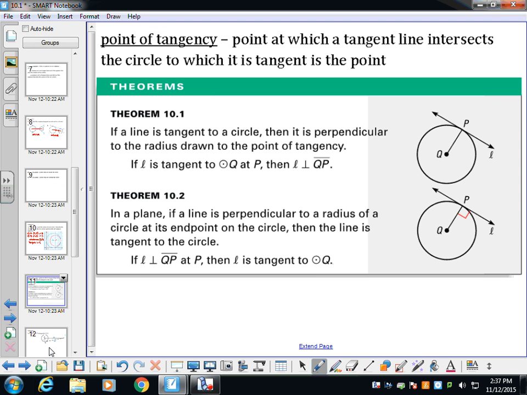Points of tangency are very important. It's the point at which the tangent line intersects the circle to which it is tangent. Theorem 10.1 says if a line is tangent to a circle, then it is perpendicular to the radius drawn to that point of tangency. So if Q is my center of my circle and P is my point of tangency, then the radius and that line form a 90-degree angle. Converse of that, in a plane, if a line is perpendicular to a radius of a circle at its endpoint on the circle, then the line is tangent to it.